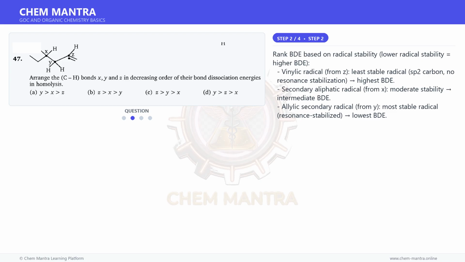Vinylic radical, from Z: least stable radical, sp2 carbon, no resonance stabilization, highest BDE. Secondary aliphatic radical, from X: moderate stability, intermediate BDE. Allylic secondary radical, from Y: most stable radical, resonance stabilized, lowest BDE.